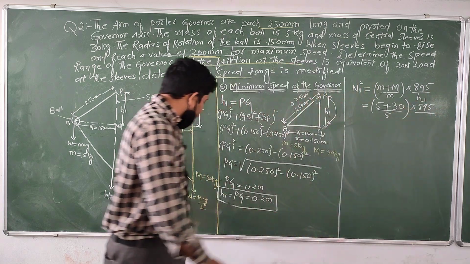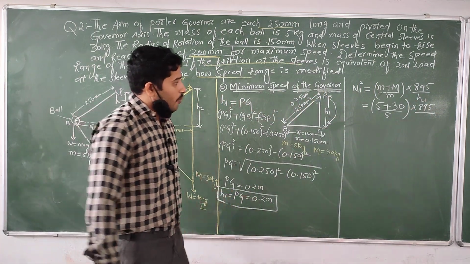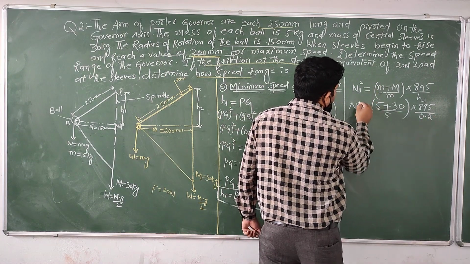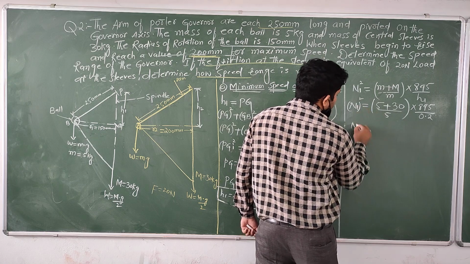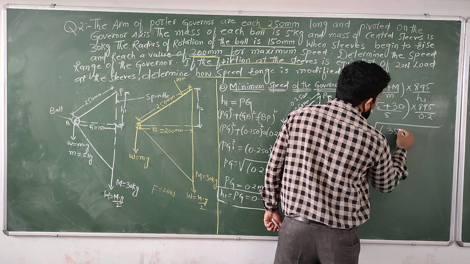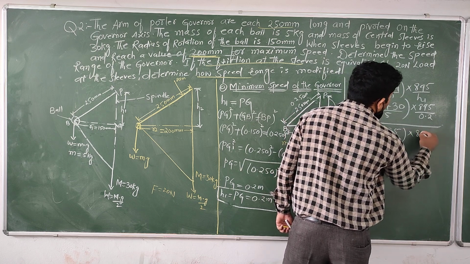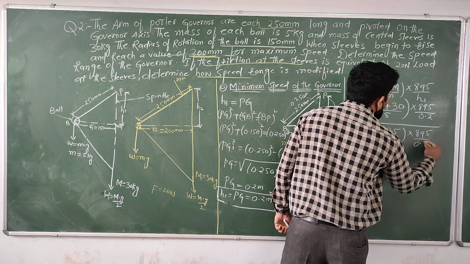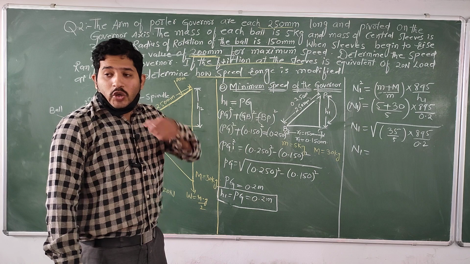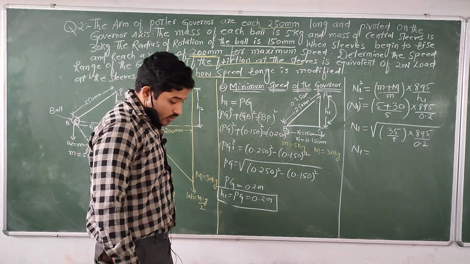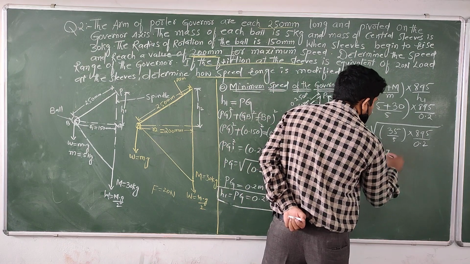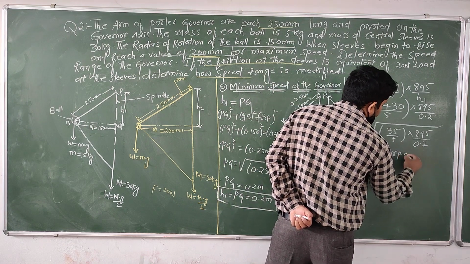By 5 into 895 by H1. H1 value, how much did we get here? H1 we got the value 0.2 meter. So N1 whole square. If we remove the square, N1 equals under root of 35 by 5 into 895 by 0.2. If you take the root, then you will get the answer. So I am getting the answer 177 RPM.